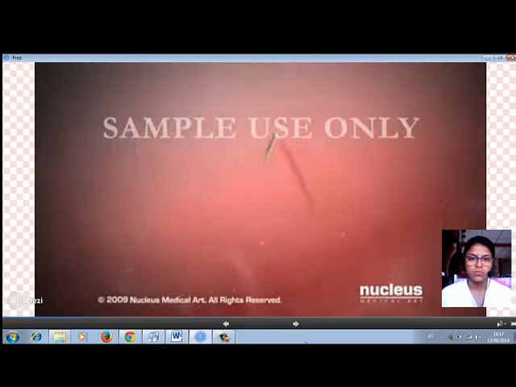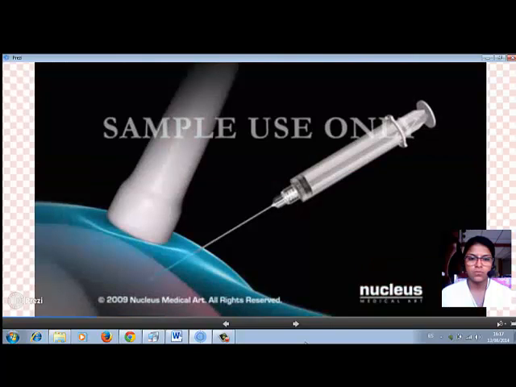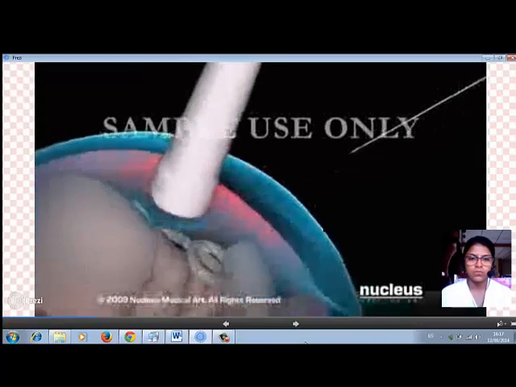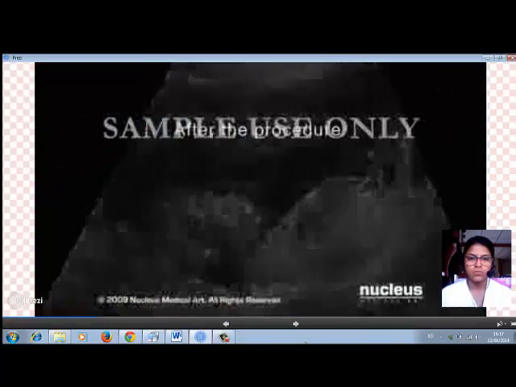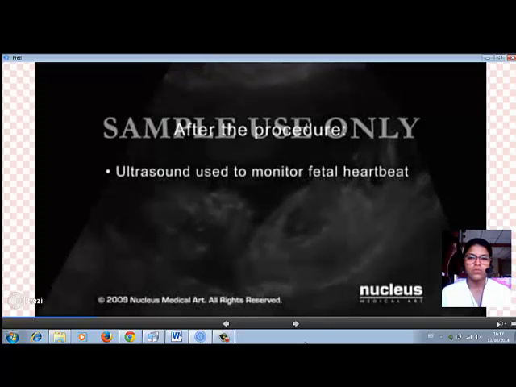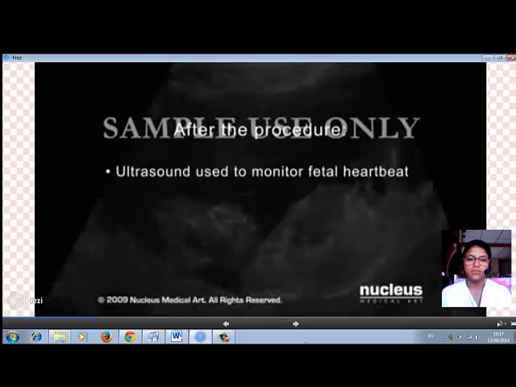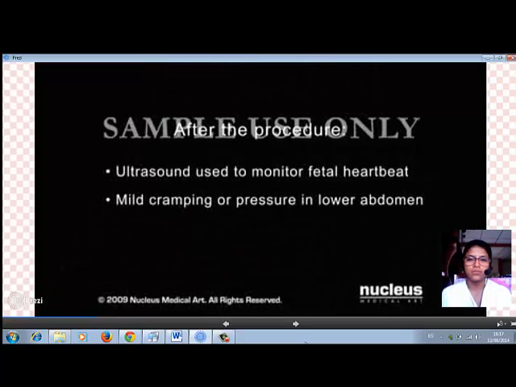He or she will then withdraw a small sample of amniotic fluid, remove the needle, and cover the site with a bandage. Your body will make additional fluid to replace what was removed. Your doctor will continue to monitor the ultrasound to check that the fetal heartbeat is normal and the baby tolerated the procedure well. You may feel mild cramping or pressure in your lower abdomen. For about 24 hours after your procedure, you will be advised to avoid physical stress, such as vigorous exercise, lifting, prolonged standing, and sexual activity.